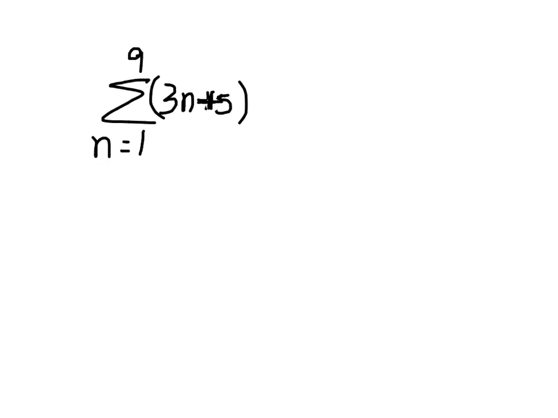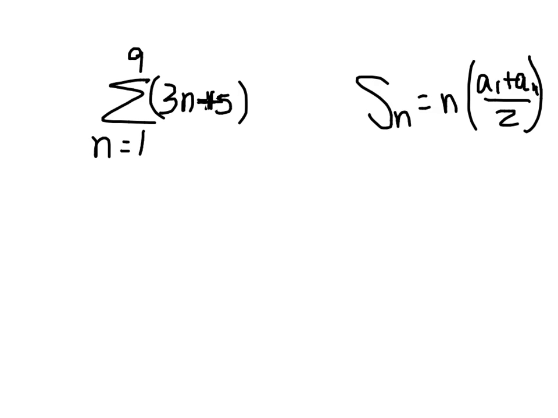Arithmetic. That's what they look like, 3n plus 5, if you were to distribute them out and combine like terms. They would look like a linear situation. So when we had these, there were one of two options. Option A, find all 9 terms of the sequence and then add them together. Option B is you can use S sub n equals n times (A1 plus An) divided by 2. That's the other option.